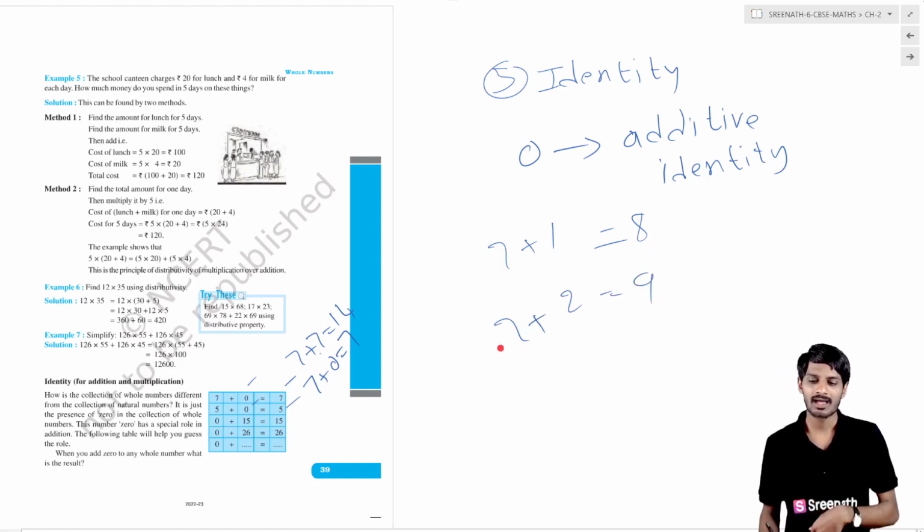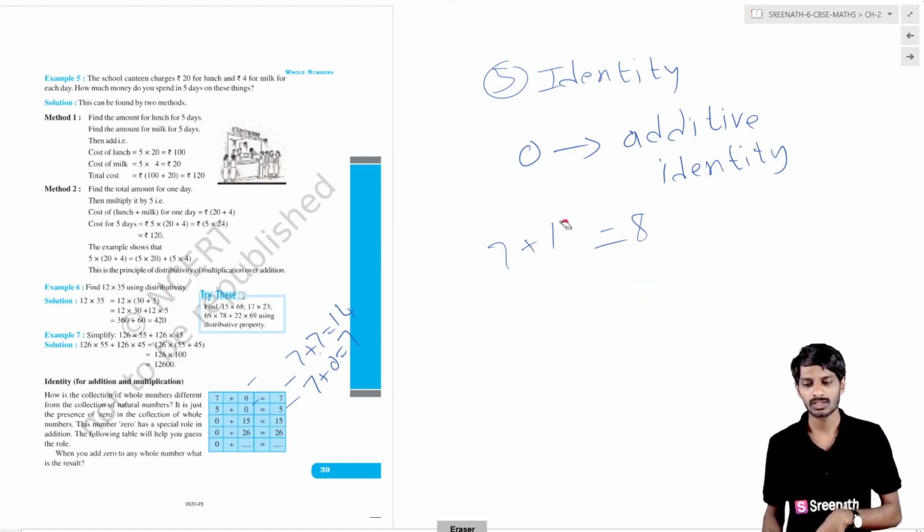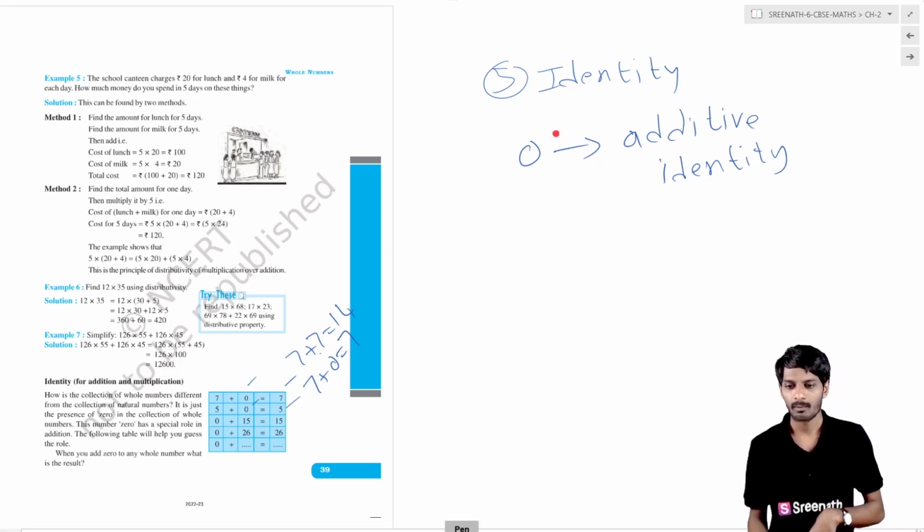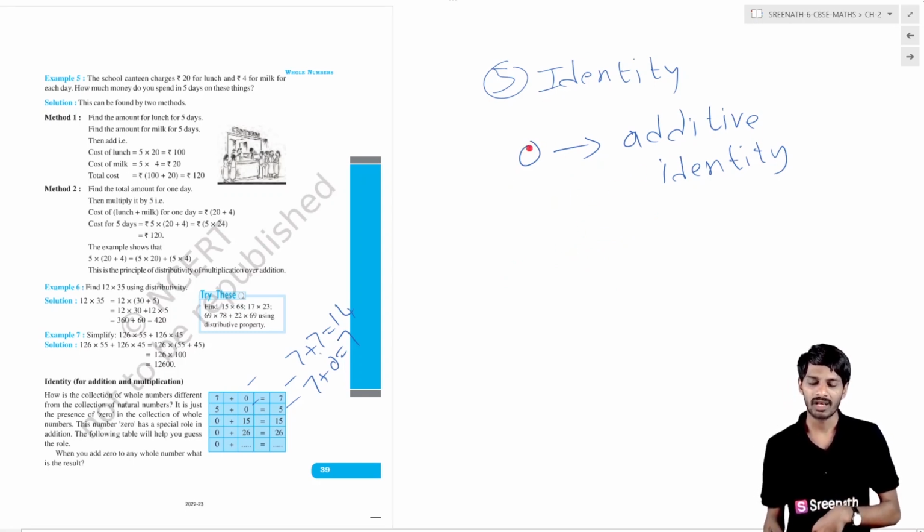You will not get the same value. So 2 and 1 are not additive identities, but 0 is the additive identity. Whenever we add any number to 0, you will get that number only. 0 plus 15 is 15. 0 plus 26 is 26.